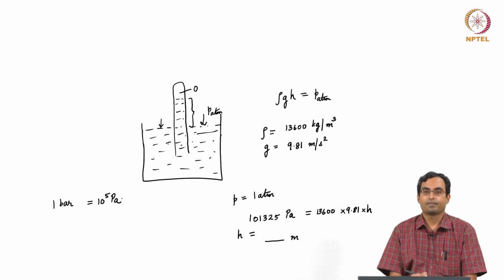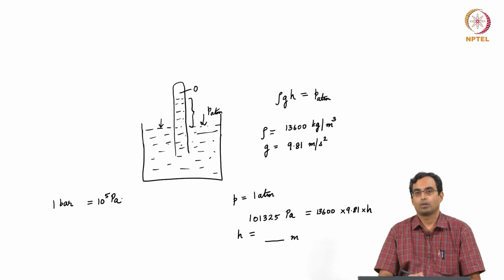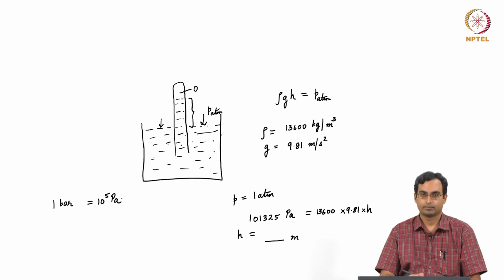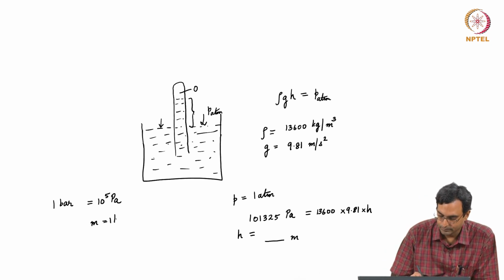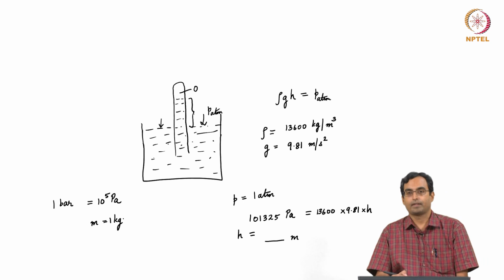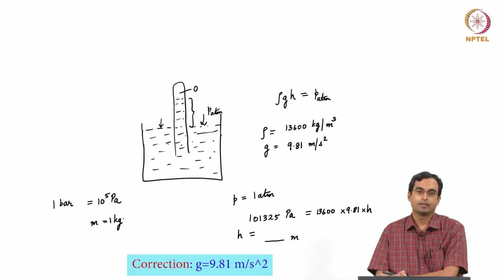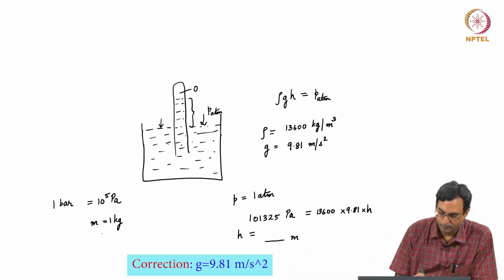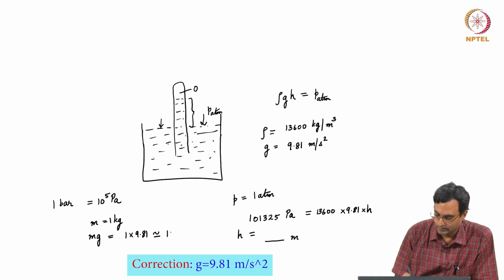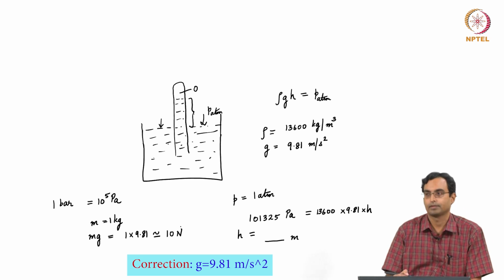Okay. So, if I had an object which has a mass of 1 kg, the acceleration due to gravity is about 9.81 meters per second square. I will approximate it to 10 for the time being. So, the weight of this mass of 1 kg would be m into g, which is 1 kg into 9.81, which is approximately equal to 10 newtons.